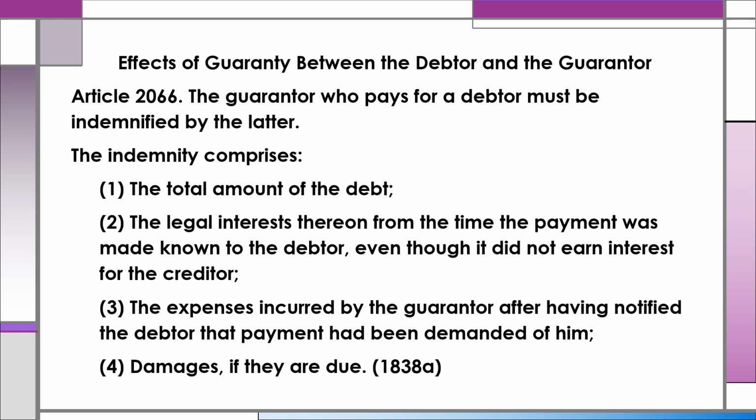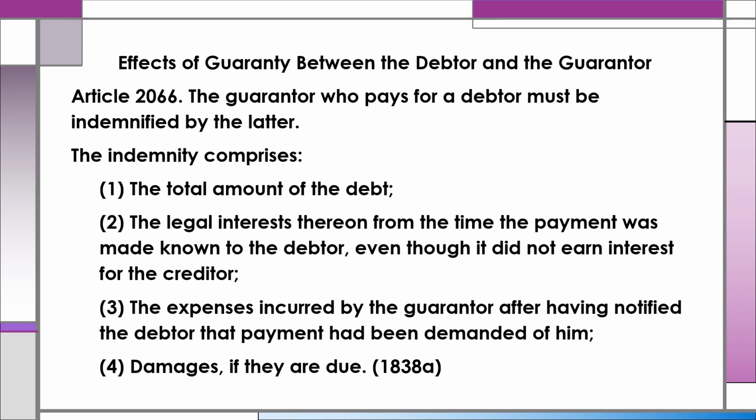From previous lessons, we learned that in a contract of guarantee, there are actually two contracts involved. First is the contract between the creditor and the debtor, and second, the contract between the creditor and the guarantor. The guarantor undertakes to pay the debt of the debtor in the event that the debtor fails to pay or is unable to pay, subject of course to the benefit of excusation or benefit of exhaustion available to the guarantor.